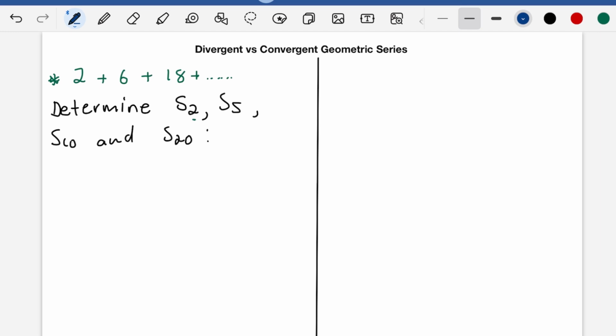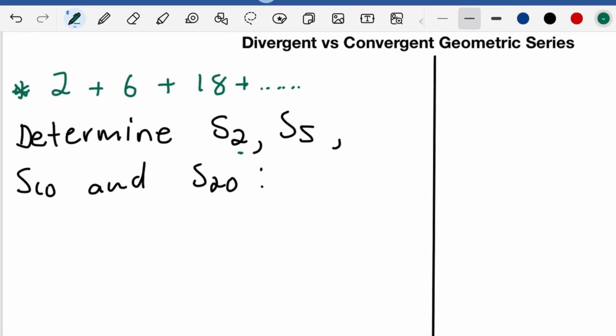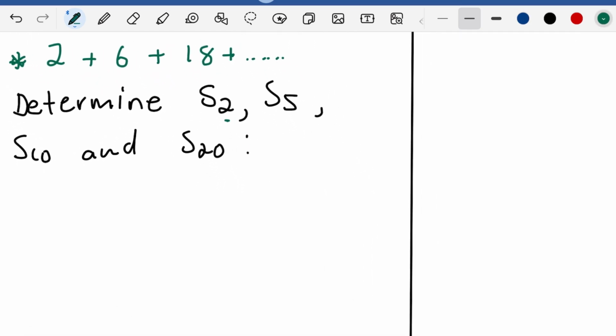Now, imagine if you had this sequence here, this green sequence here, and we wanted you to determine the sum of the first two terms, the sum of the first 5 terms, sum of the first 10 terms, and the sum of the first 20 terms. As you can see, we're multiplying by 3 to get to the next term each time. Therefore, this is a geometric sequence or geometric series. R, the constant ratio, is 6 over 2, which is 3. And a, the first term, is 2.